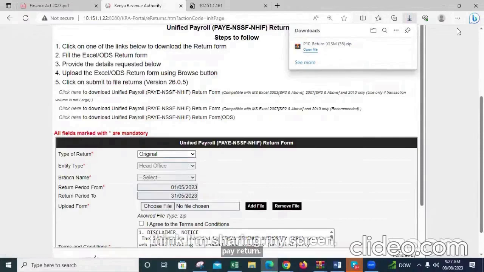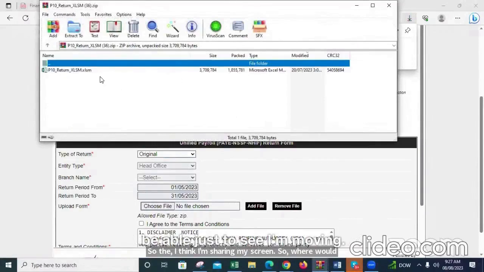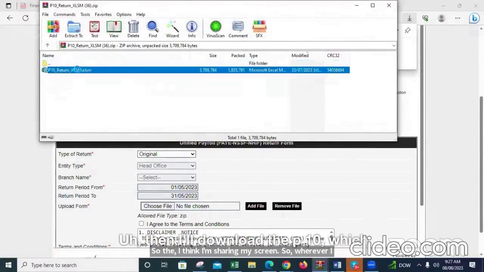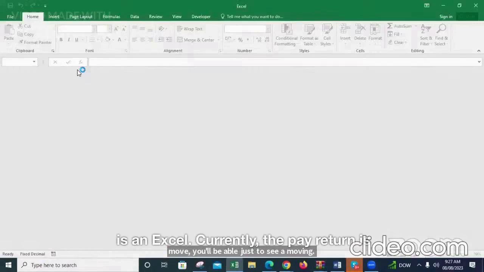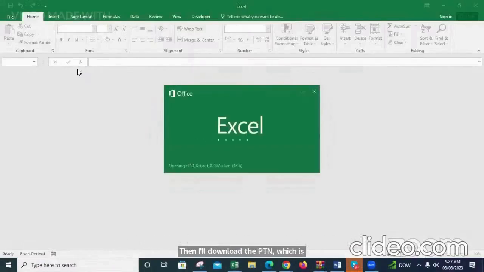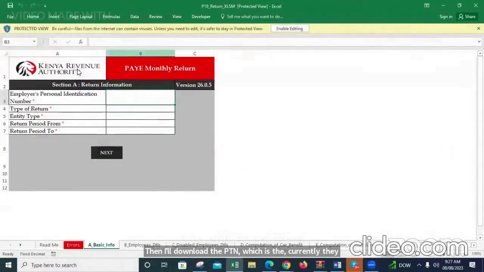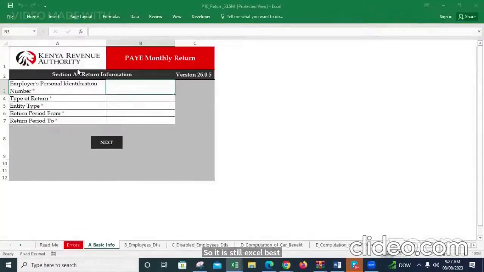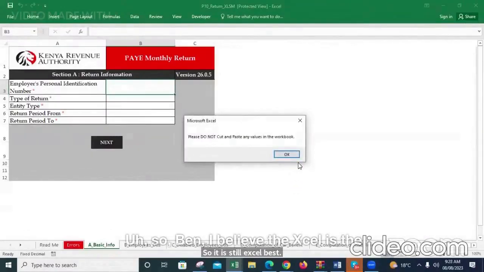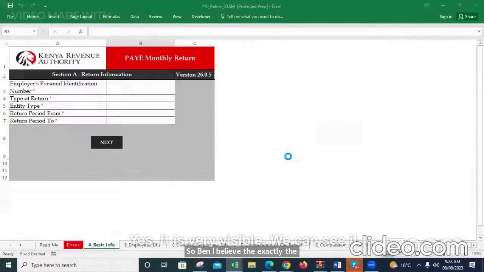I'm sharing my screen, so wherever I move, you'll be able to see. Then I'll download the P10, which is an Excel. Currently, the pay return is still Excel based. So Brenda, I believe the Excel is the one which is visible now. Yes, it is very visible. We can see it very well from here.